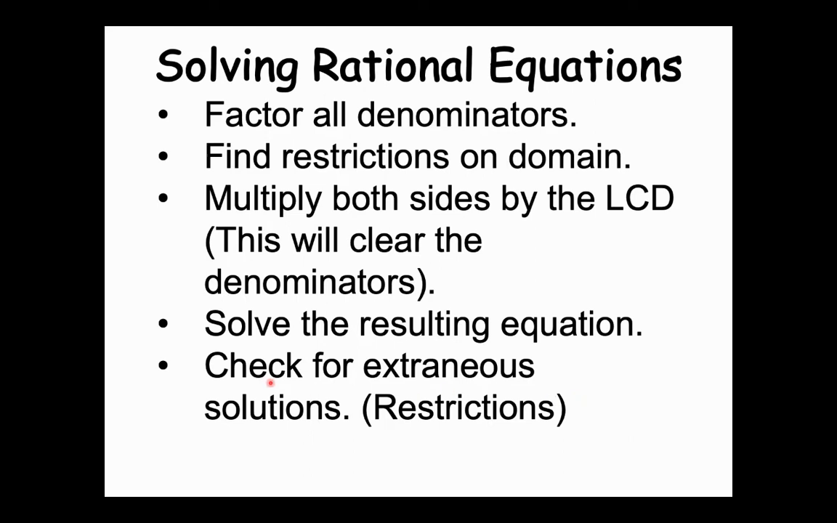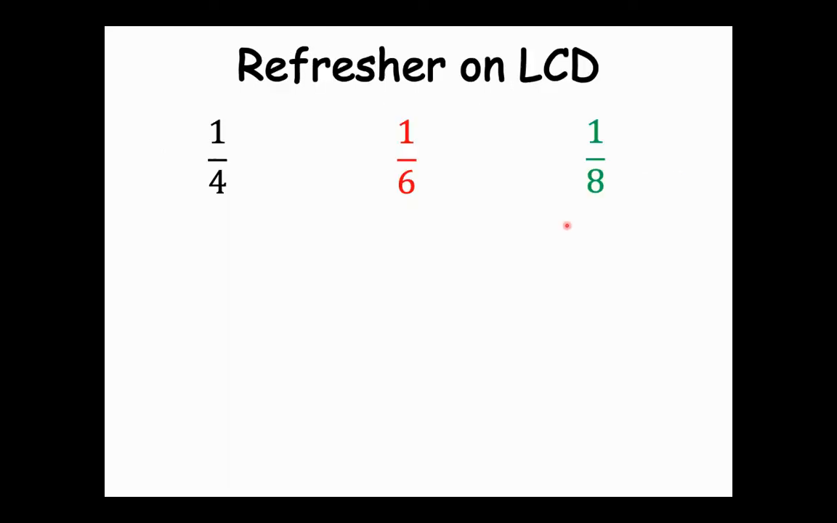So just double check this last step against your restrictions that we found in step 2. Or if you don't want to do step 2, you actually don't have to, and you can just plug these directly in. But I think it's easier for just finding restrictions. All right, so first thing we're going to do, since this is one of the steps, is finding the LCD. We should practice this just to make sure that everybody's up to par on that.